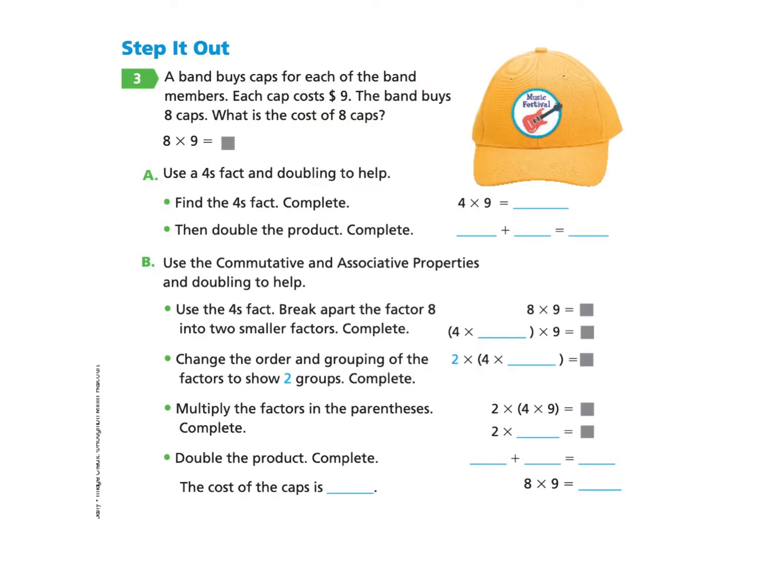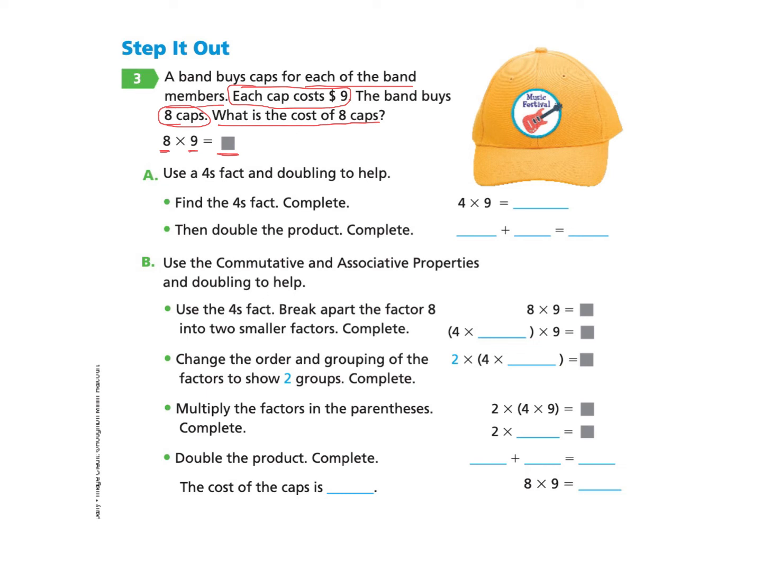Please turn to page 101 under Step It Out, question 3. A band buys caps for each of the band members. Each cap costs $9. The band buys 8 caps. What is the cost of 8 caps? So they give us the multiplication equation, which shows 8 caps that are $9 is how much money. They've already created this for us.